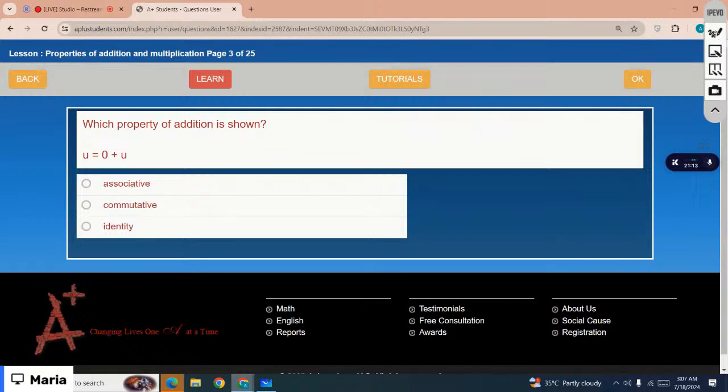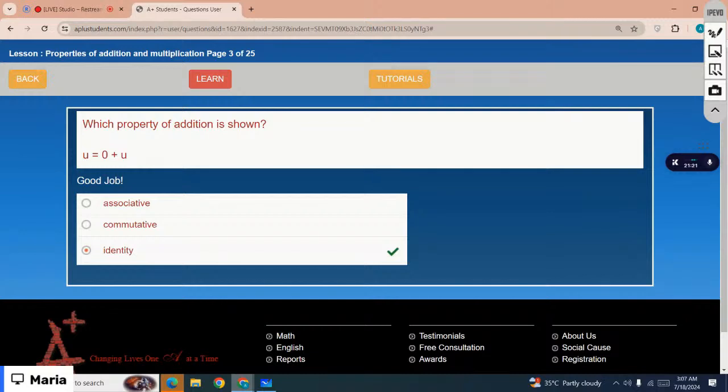That is the identity, because you add 0 to U and you will get U again. So that is the identity. The correct option is identity.